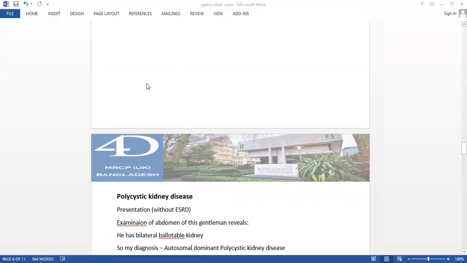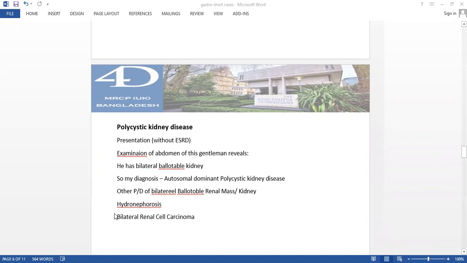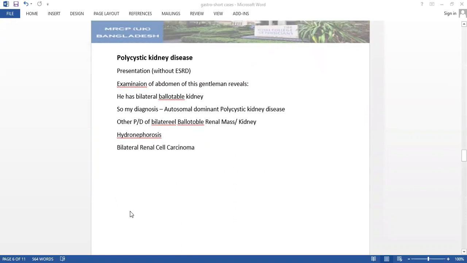Differentials, it can be a case of splenomegaly. In case of splenomegaly, it will not be ballotable, right? It will not be ballotable. So, what are the other causes of polycystic? You can say bilateral hydronephrosis, bilateral renal cell carcinoma, or if there is any tumor. These are the differentials. Okay, thank you.